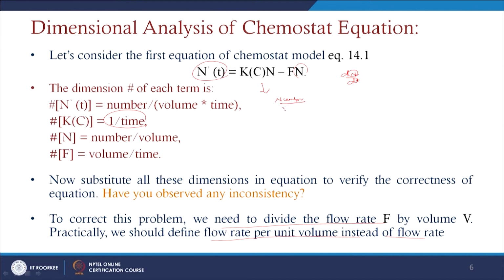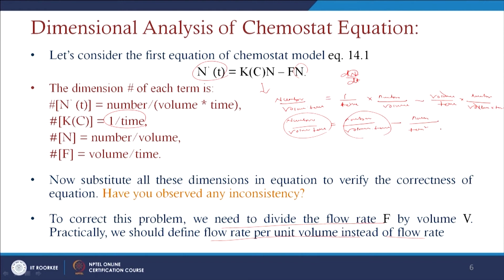If you look here, the left hand side is number per volume into time. This equals K, which is 1 by time, into N, which is number per volume, minus F, which is volume per time, into N, which is number per volume. So, if you see here, volume can be cancelled out. The left hand side is number per volume into time, this equals number per volume into time, minus, if you just see, number per time squared only. So, in a complete sense, that is number per volume into time on both sides, and this last term is a number per time squared here.